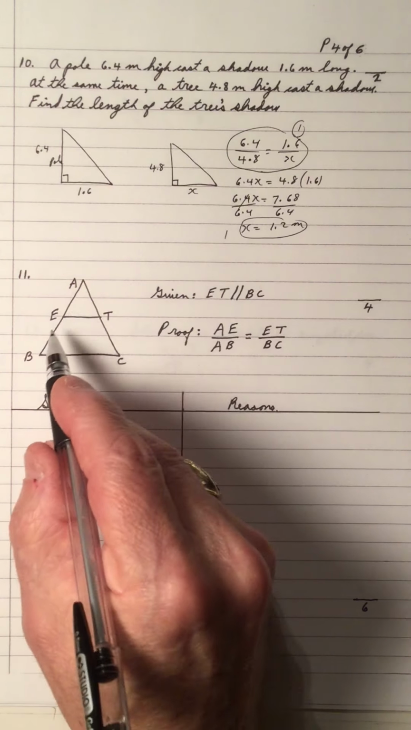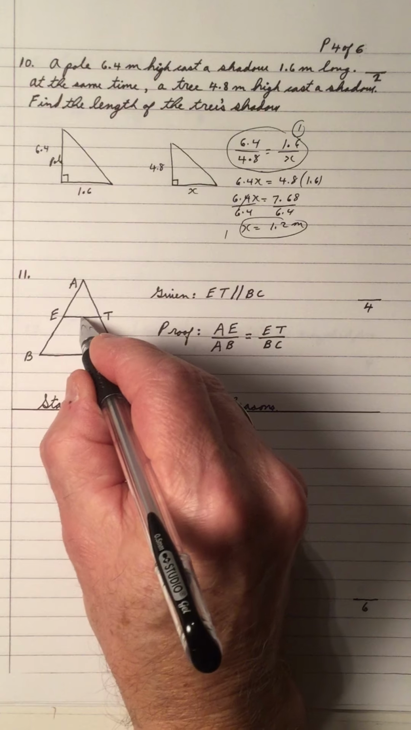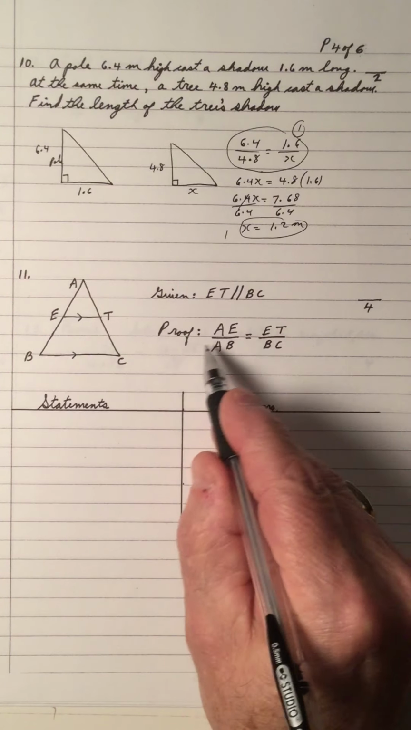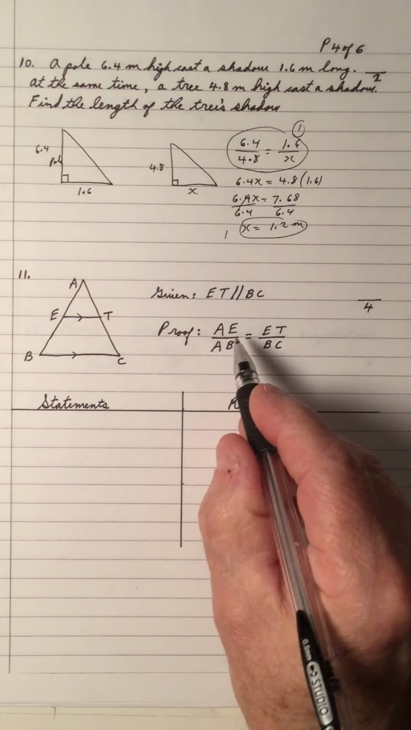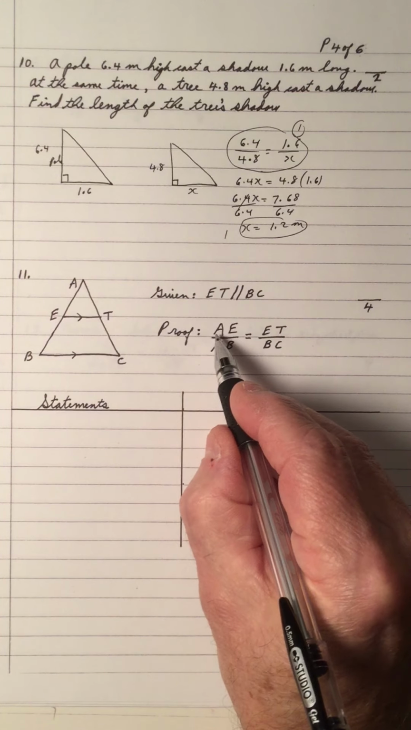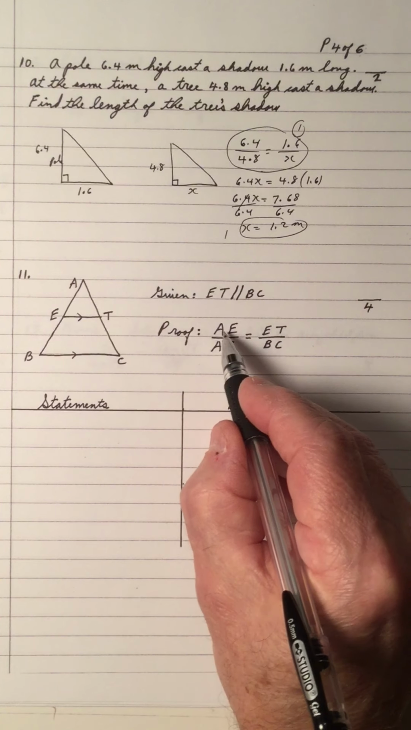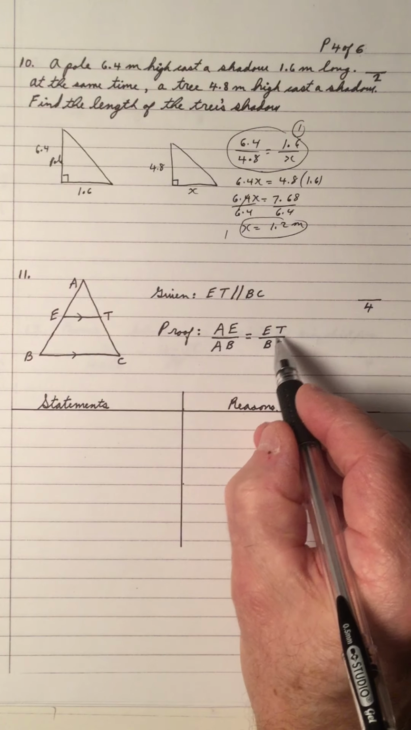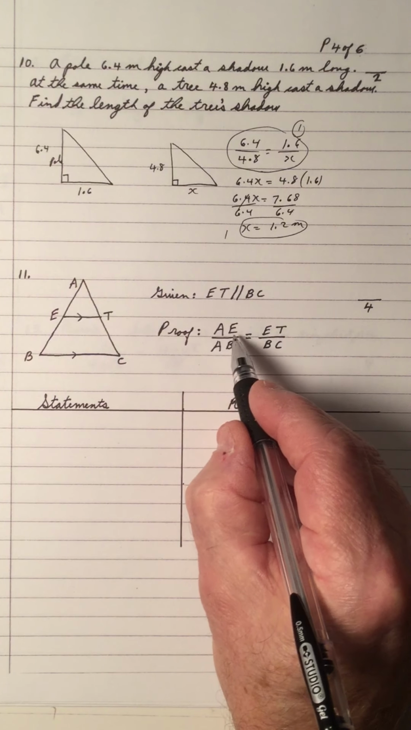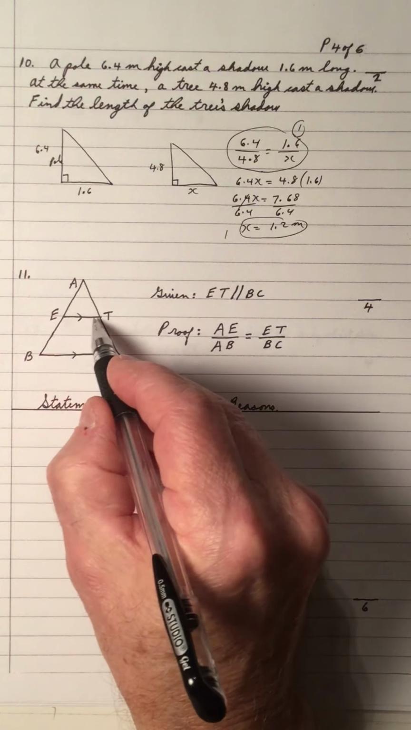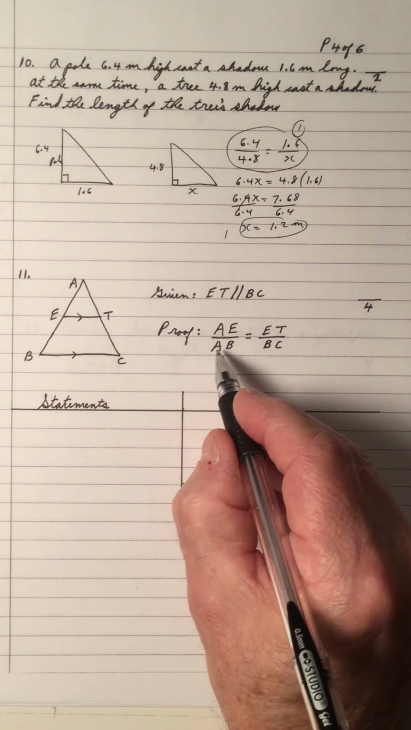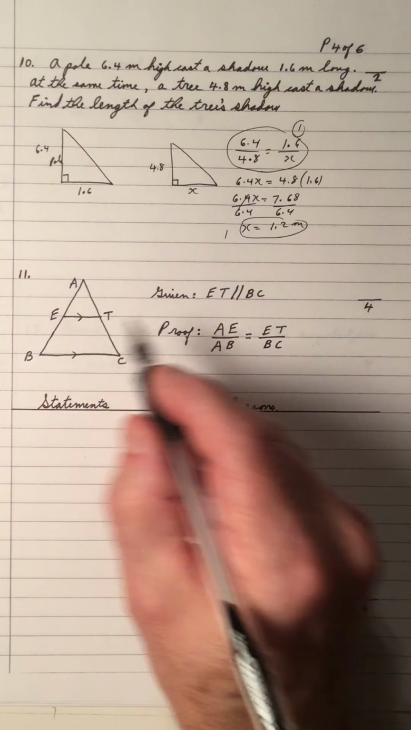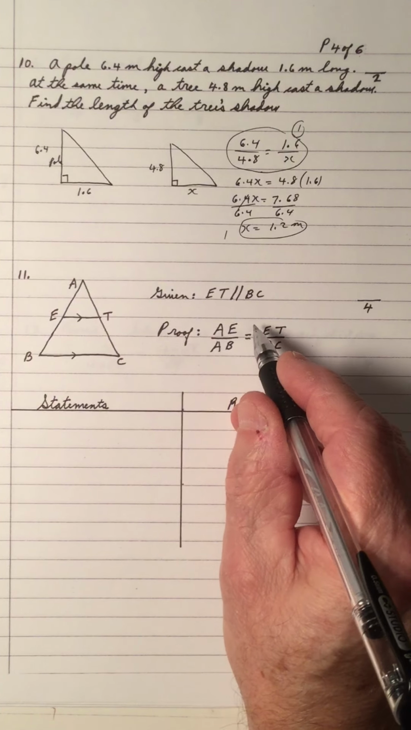Let's see. We have a triangle. It says that ET is parallel to BC, and we have a proportion. If we read across the top, we have what? AET. A goes with A, E goes with B, T goes with C. So I have an AET. AET is this triangle going with A, B, C. Oh, so this is coming out of a pair of similar triangles.